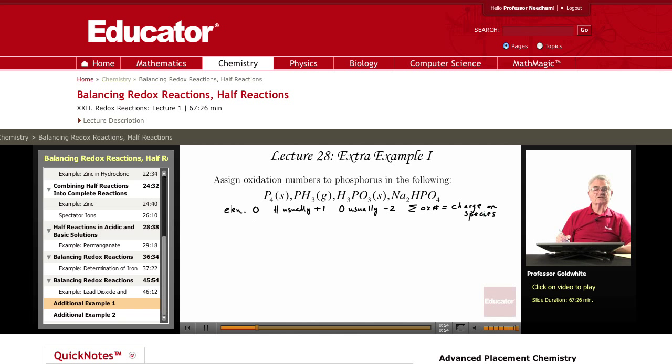Given those, let's go through this list. P4 is the element, the oxidation number of phosphorus. All these answers are oxidation numbers of phosphorus, will be 0.